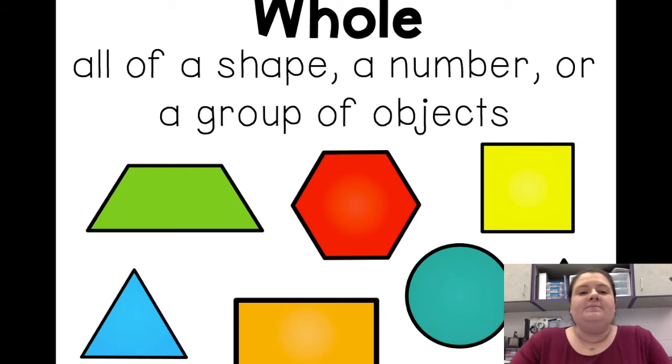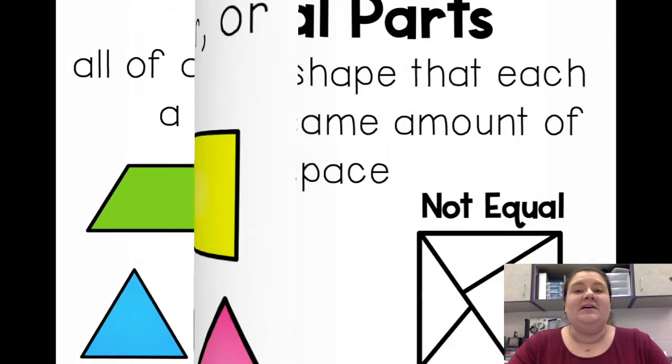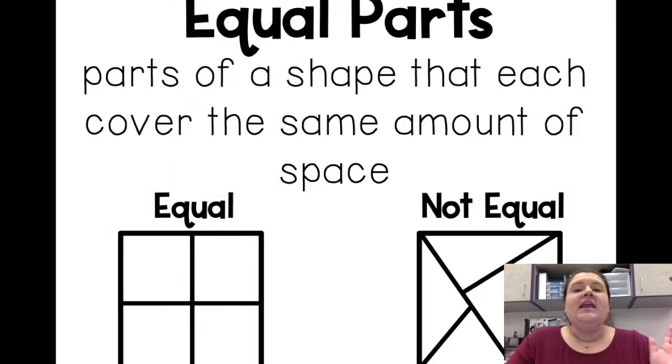So for example, you have all these shapes on this slide right here. You have a trapezoid, a hexagon, a square. We're talking about the whole shape. But when I have a shape, I can actually break that shape apart into little pieces, and I can create equal parts. So they're parts of a shape that cover the same amount of space.